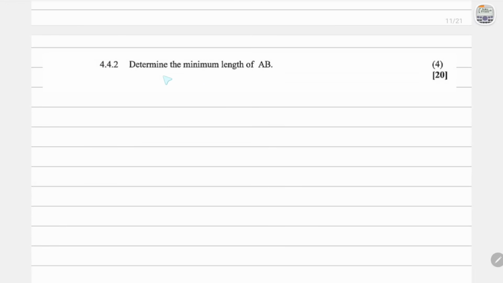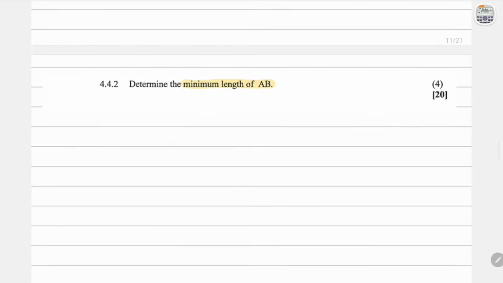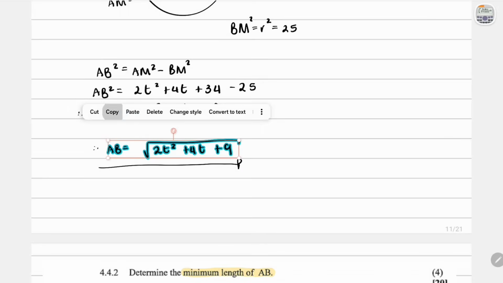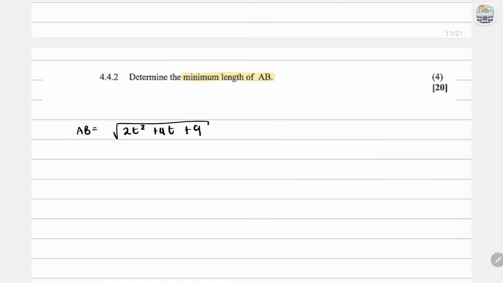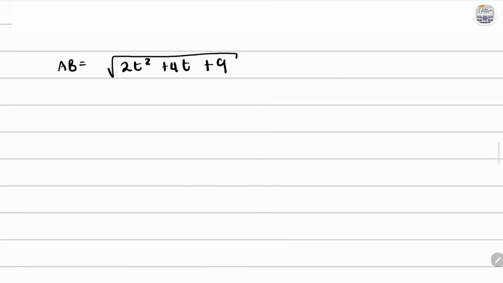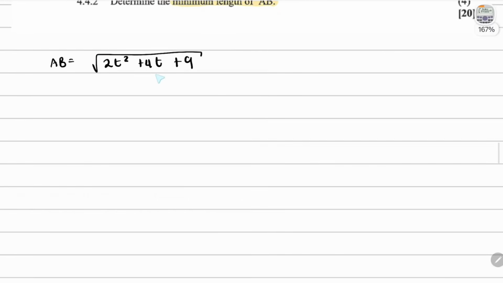Question 4.4.2 says determine the minimum length of AB. So this is an optimization question. If this is the length of AB, how do we find the minimum length? We would first have to find the value of t at which it is a minimum. So what we're seeing over here is under the radical, under the square root, we have a quadratic expression. Okay, to find the minimum of that, if you find the quadratic expression's minimum, that's going to be the square root of that quadratic expression's minimum as well. It will still be its smallest value.